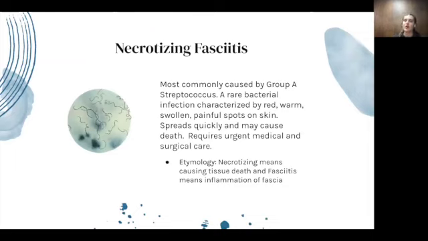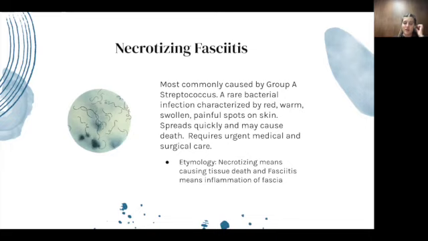So I will be focusing on necrotizing fasciitis as the disease caused by my infection because Group A Streptococcus causes so many diseases like strep throat, scarlet fever, as well as streptococcal toxic shock syndrome, which I mentioned earlier. But I will be focusing on necrotizing fasciitis.